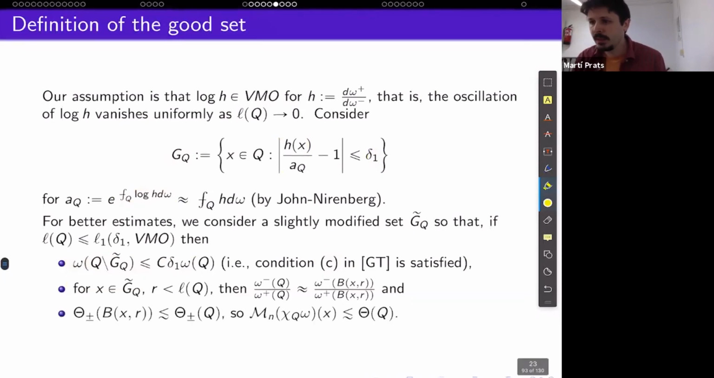And then our conditions also imply that the density between the exterior and interior harmonic measures is comparable to the density of all the smaller balls inside, and also that the density is kind of decreasing for balls. So in particular, the maximal operator is bounded, inside the good region. This is for the good region.